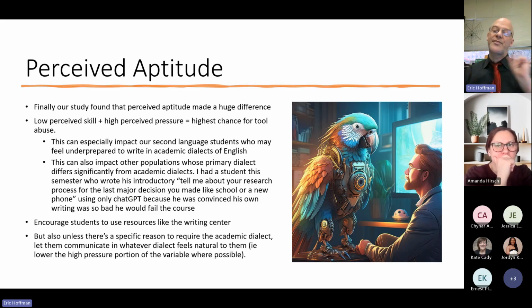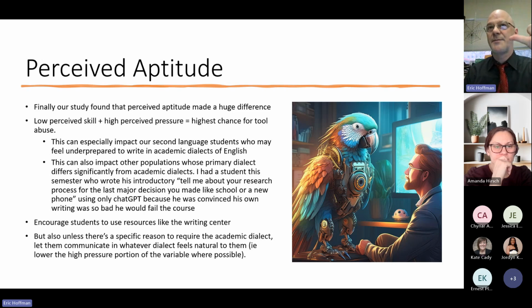So I think both sides here are going to be really important, right? And especially if we think about, well, who has a low perceived aptitude for writing skills? I would identify our second language students as one population that we need to be very, very, very aware of. And note that I'm not saying that they actually have a low skill set, because that's not what matters. What matters is whether they think they have a low skill set. So it's a perception issue, right?